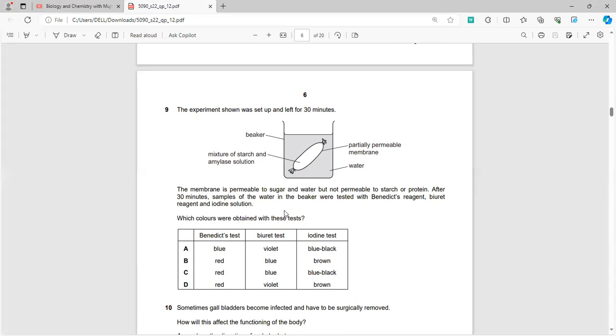When it's positive. Now they say that if we can see a beaker and there's a mixture of starch and amylase solution, and they say that the bag is basically permeable to sugar but not permeable to starch or proteins. Obviously, we will see that the sugar content will be increased because the bag is permeable to sugar, but there will be negative starch or protein.